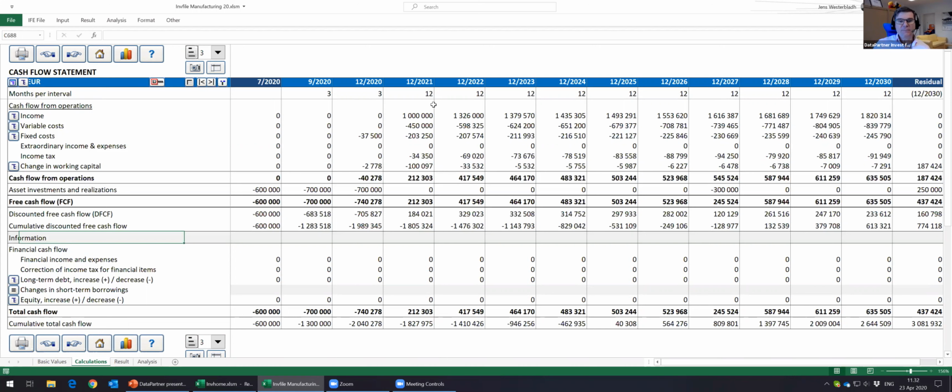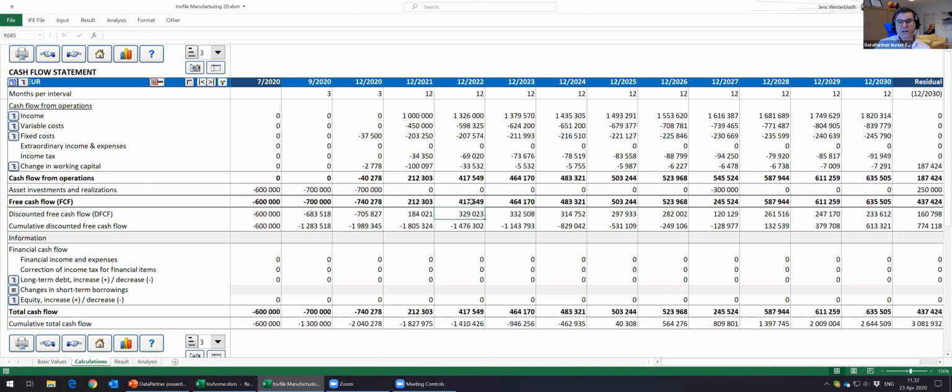We have income, variable production costs, fixed costs, taxes paid, change in working capital. Together they make cash flow from operations. And then we add the investments. And then we have the free cash flow. So each free cash flow is also discounted to the beginning. We can move the calculation, but by default is beginning.